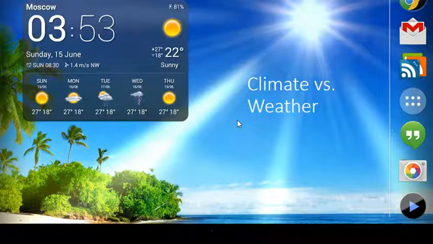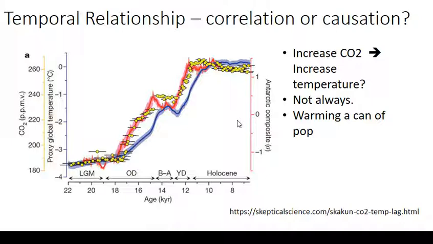Climate is long-term trends. So let's apply some of these 5 criteria to the argument for or against man-made climate change. So the first thing there is a temporal relationship. What's coming first? Is it that carbon dioxide causes an increase in temperature, or is it the other way around? When you look at some data, it's not always clear.